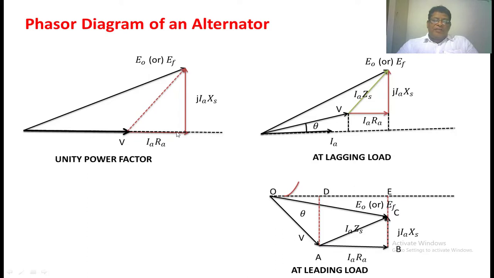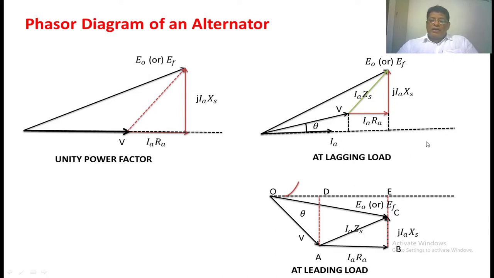This is the IRA drop. Perpendicular to this one you have to draw the JIA Xs axis. This is the JIA Xs axis. The phasor sum of these two is nothing but IA ZS. Now the phasor sum of V and IA ZS is nothing but the excitation voltage. This is the phasor diagram of the synchronous generator when we connect a resistive load across the generator. So already we explained the phasor diagram with a lagging power factor.